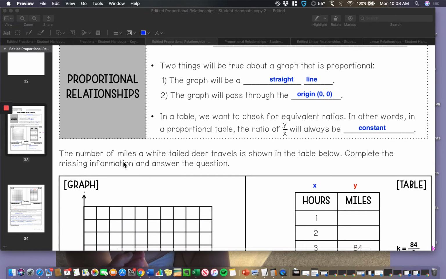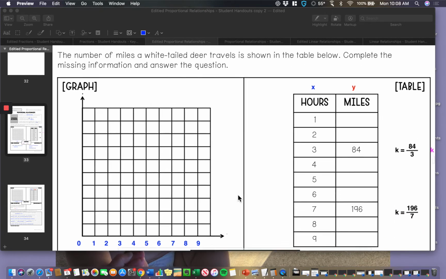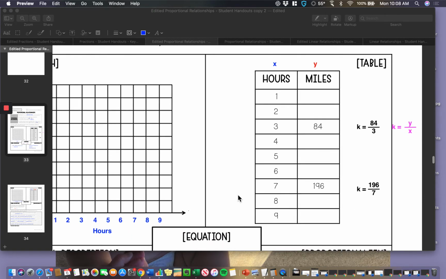It says, the number of miles a white-tailed deer travels is shown in the table below. Complete the missing information and answer the question below. Well, the only information that they gave me was in this table over here. I have to relate my y value to my x value to try to find a constant rate that the white-tailed deer traveled in miles per hour.